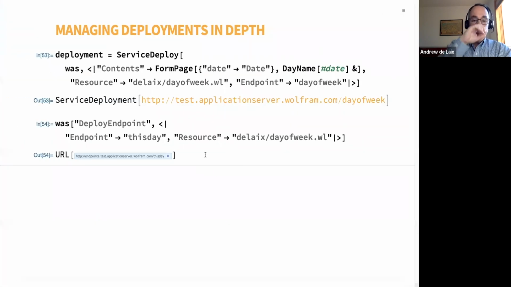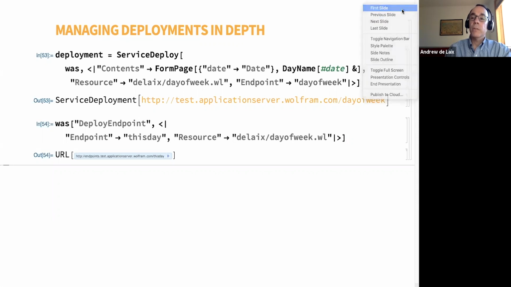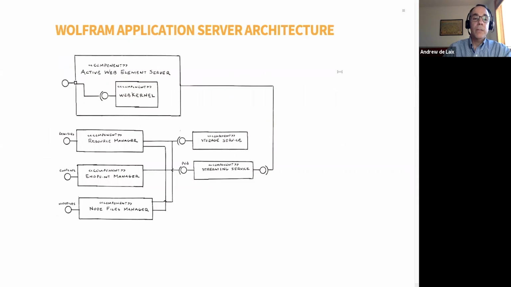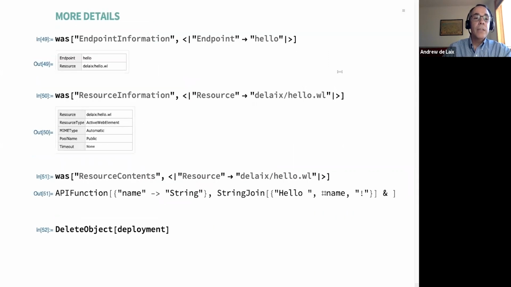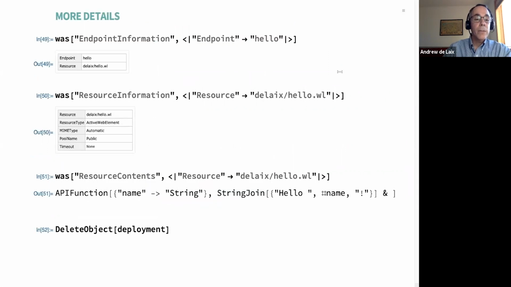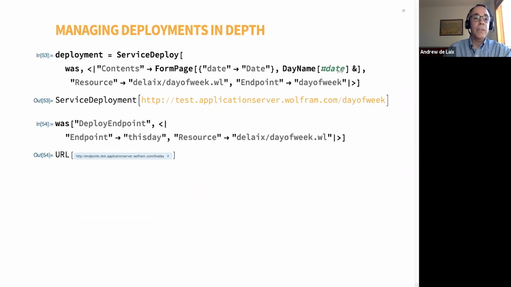So we've created two different ways to access the same content by deploying multiple endpoints to the same resource. Right. So there we go. Sorry, lost my place.